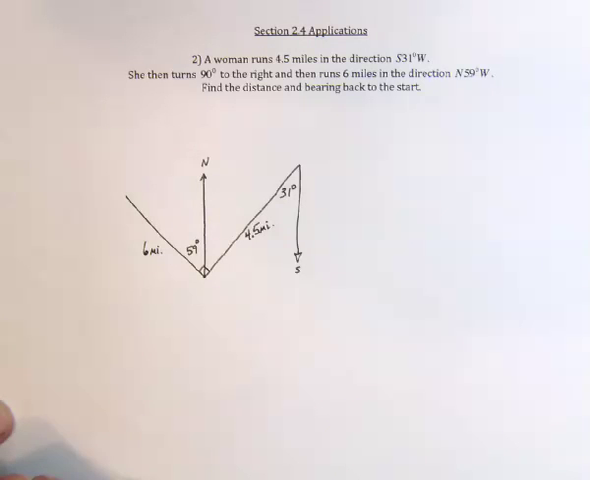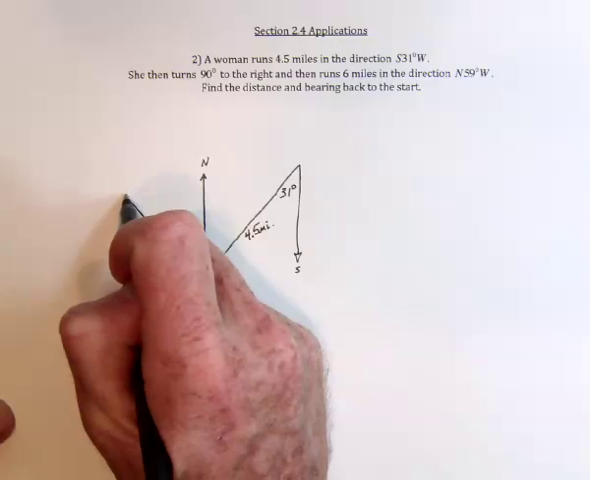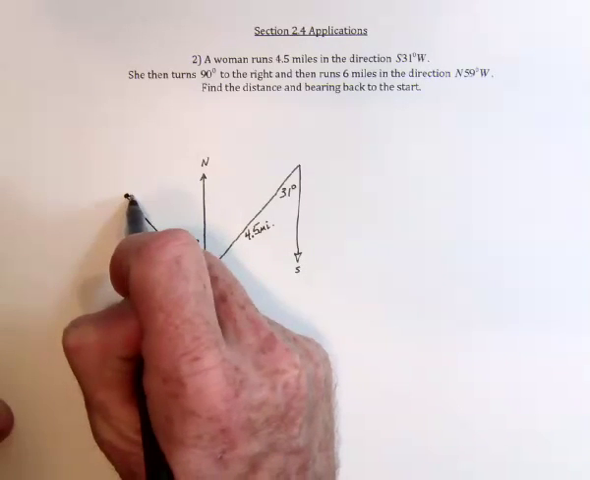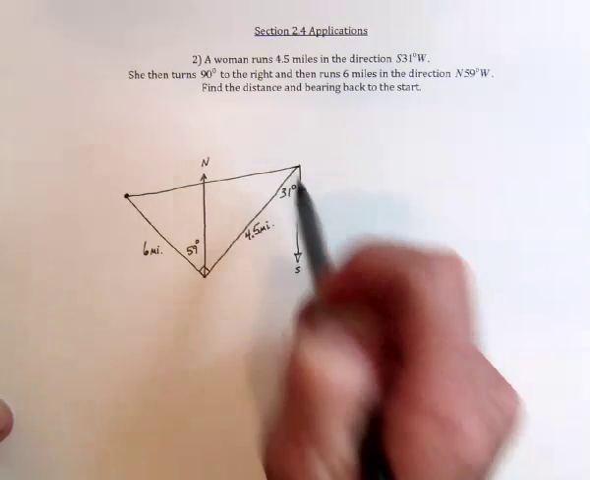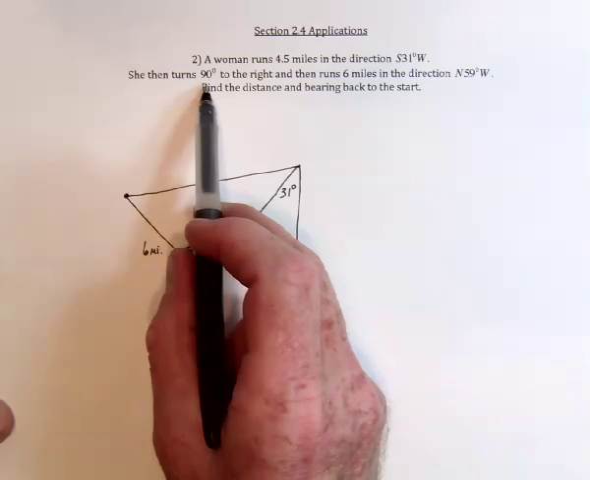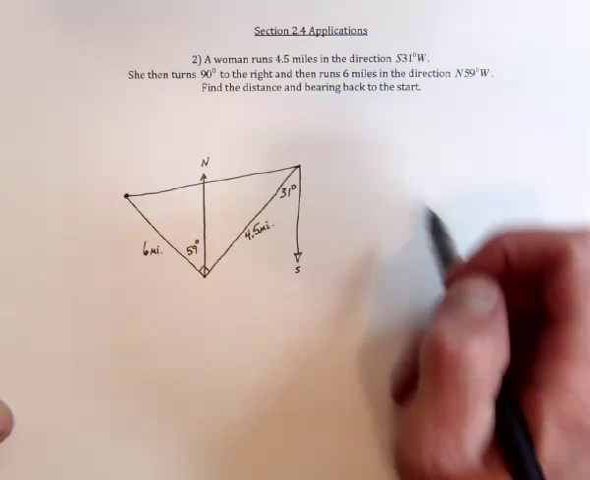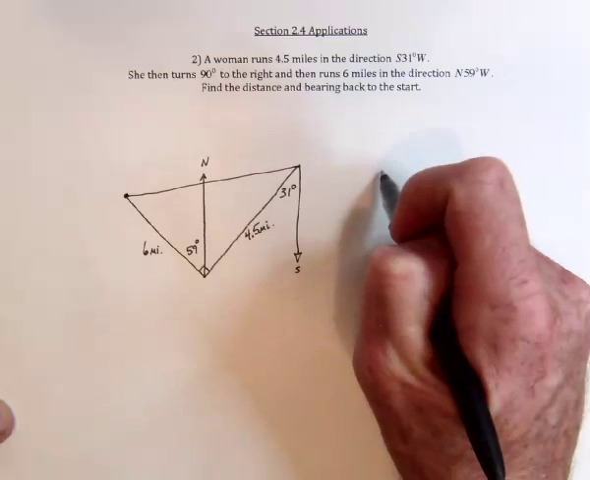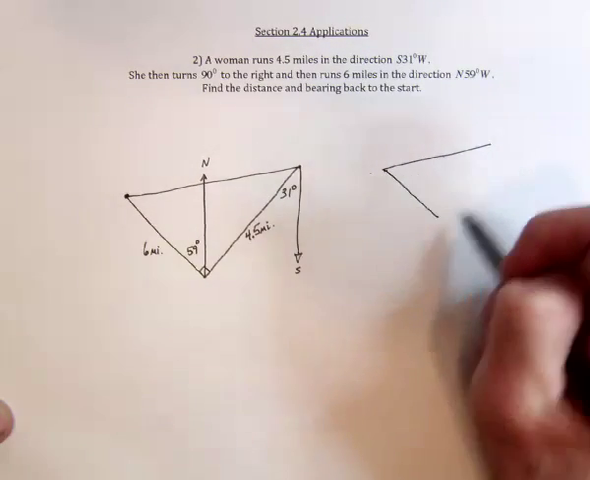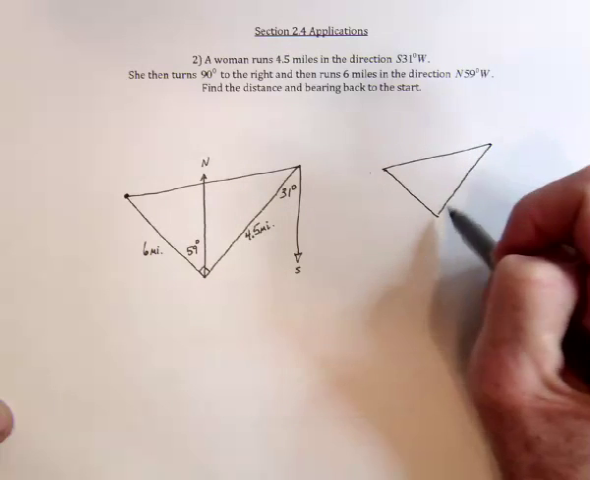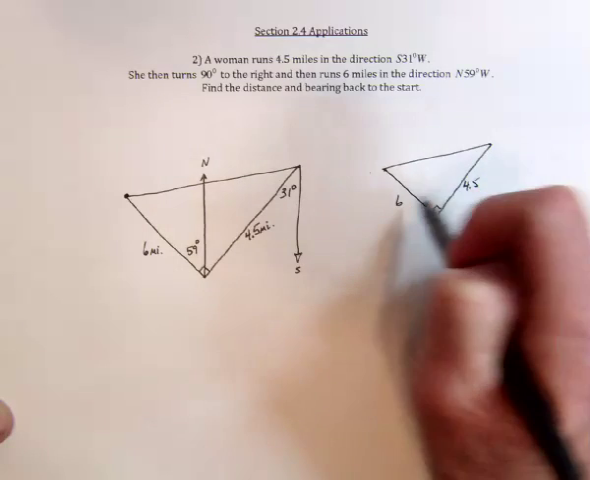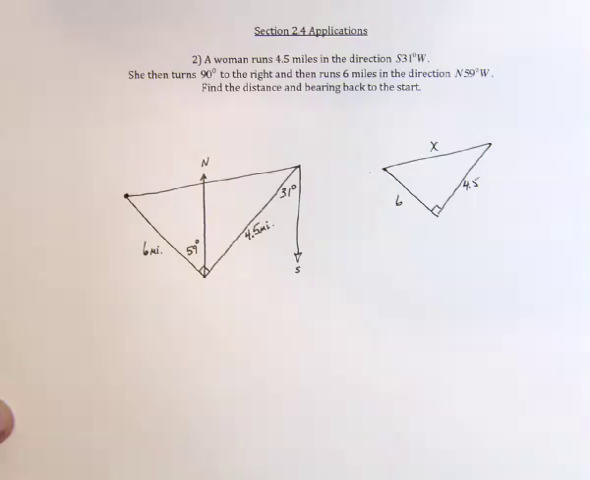So find the distance and bearing back to the start. So here she is, and then going back to the start of the run would go this way. So because of this, we have a right triangle, and we can solve for the distance back just using the Pythagorean theorem. So we've got a triangle that looks basically like this, with a 4.5 and a 6 and an unknown.